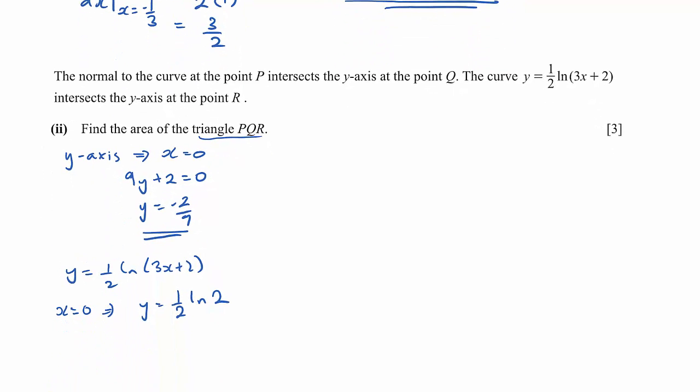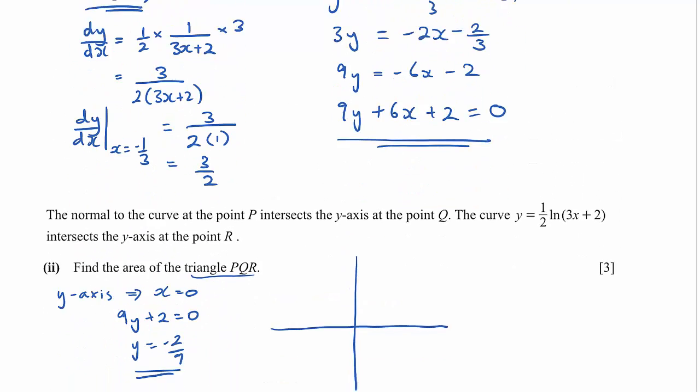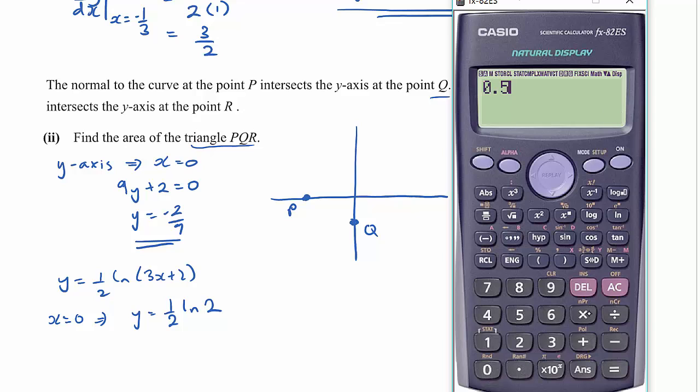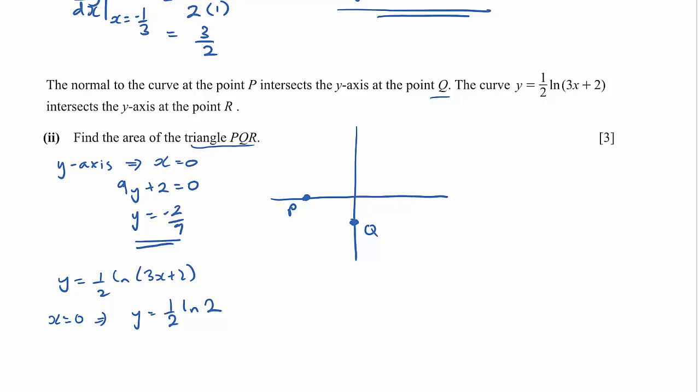So we draw a quick sketch that might help with that. P is the point (negative 1/3, 0). So that's just here. So there's P, and this point here is Q. And so that's there. And then R is a half ln 2. I'm not quite sure where that is, so let's just quickly do that. So 0.5 times ln 2. That's at 0.346. So it's just here.